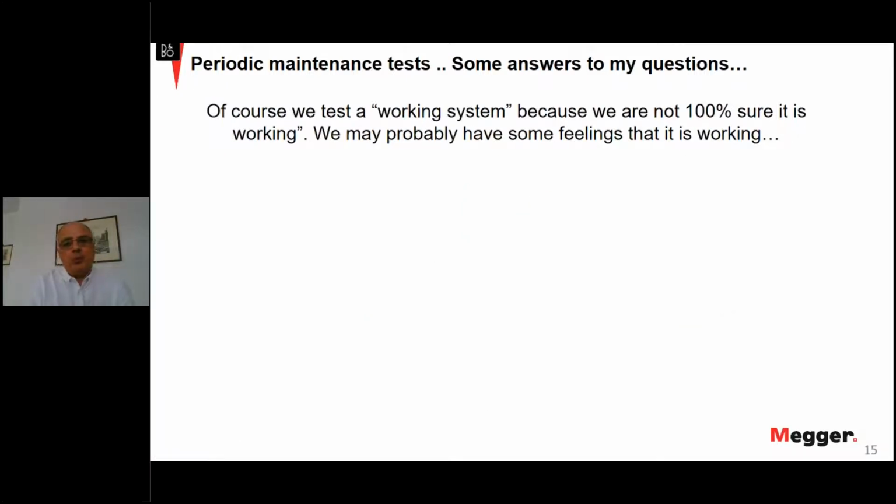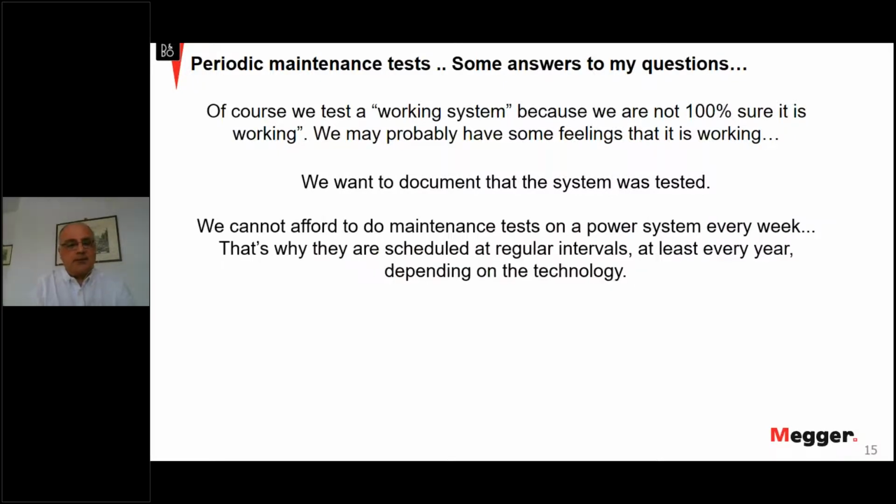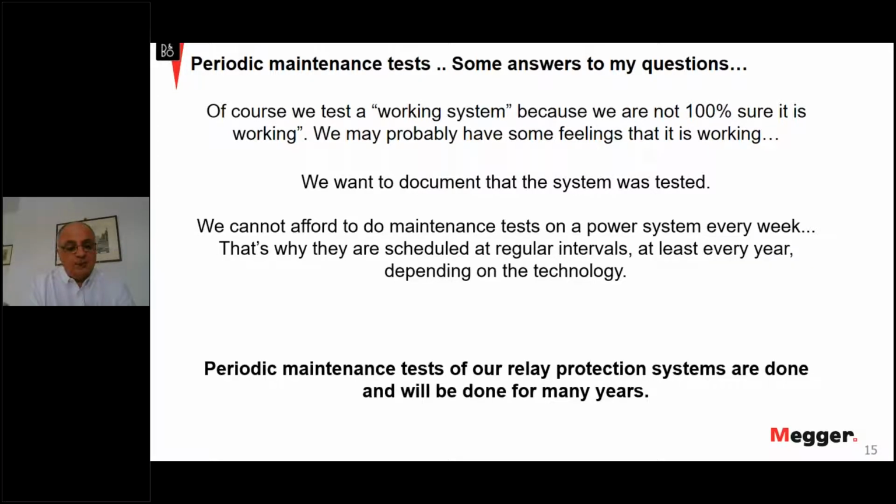For the other question, why we test a system that is already working: obviously, we are never 100% sure the system is working. We have some feeling that it's working, but we are not 100% sure. That's why we test it periodically. We want to be able to document that the system was tested, in case something happens and you get blamed. We cannot even afford to do maintenance tests on a power system every week or every day. Of course, we have to schedule at regular intervals, maybe every year, every 2 years. It depends on the technology used in the power system. So periodic maintenance tests of our relay protection systems are done and will be done for many years.